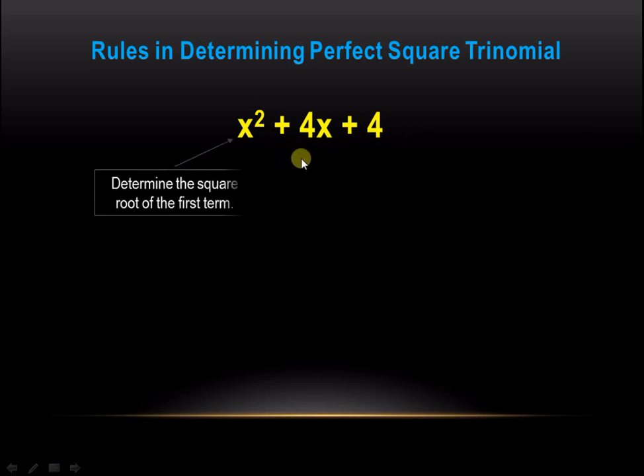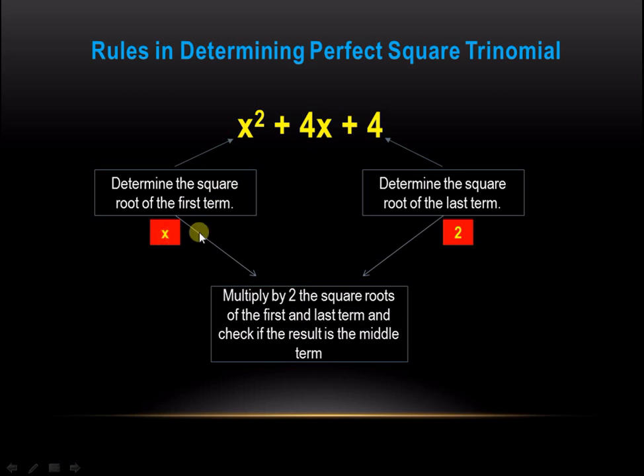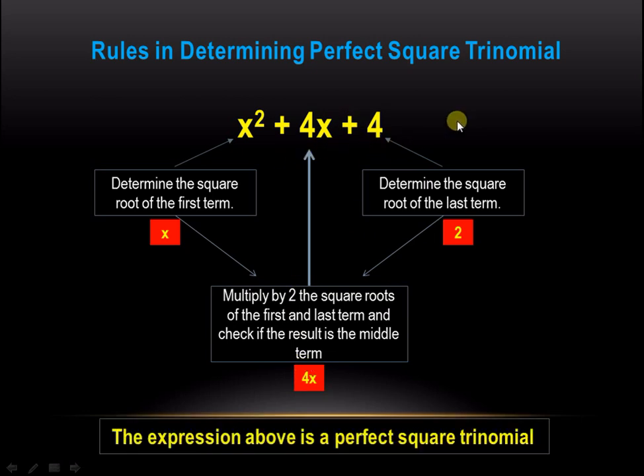Okay? So the first step is determine the square root of the first term. That is x. Then determine the square root of the last term. That is 4. To determine the middle term, all you have to do is to multiply 2, the square root of the first term, and the square root of the last term. That is 2 times x times 4, which is 4x, the middle term. Therefore, we could say that the given expression is a perfect square trinomial. Now let's have our example.